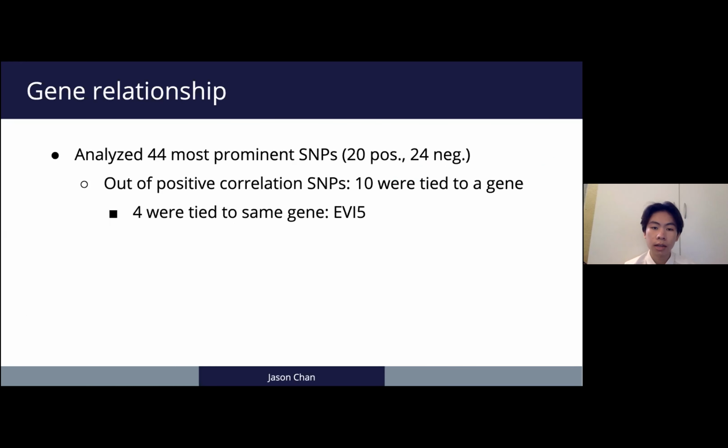So we were able to analyze the most prominent SNPs, and we found that there were 20 positive and 24 negative in these most prominent ones. Out of the positively correlated SNPs, 10 of them were tied to a gene, and what was fascinating was that 4 of those 10 were tied to the same gene, EVI5. And so we can probably hypothesize that EVI5 is influential possibly in allergic rhinitis.